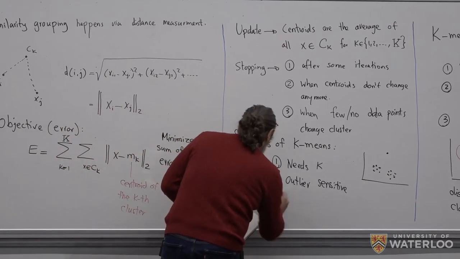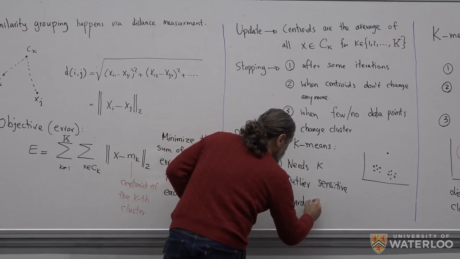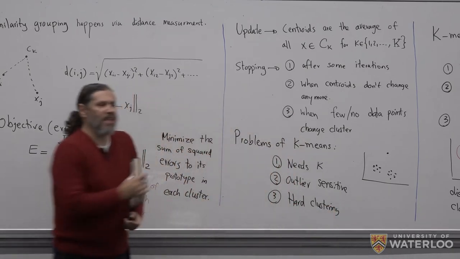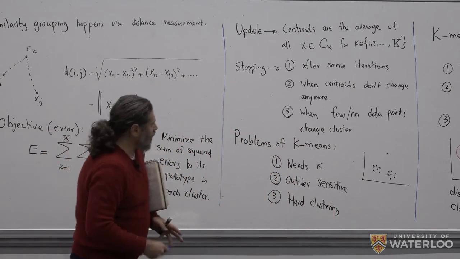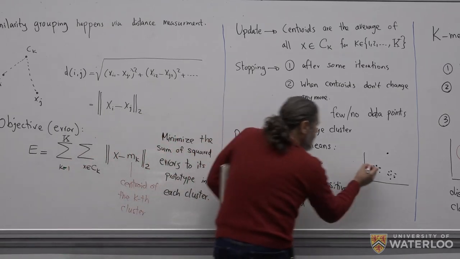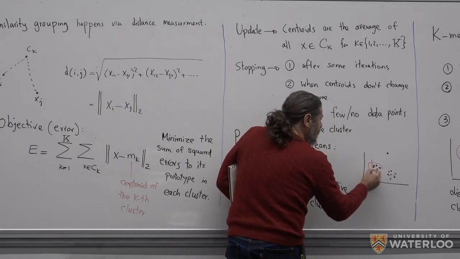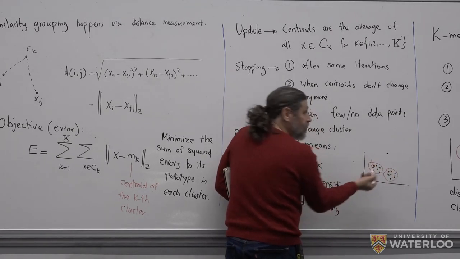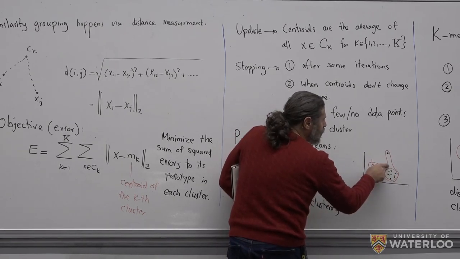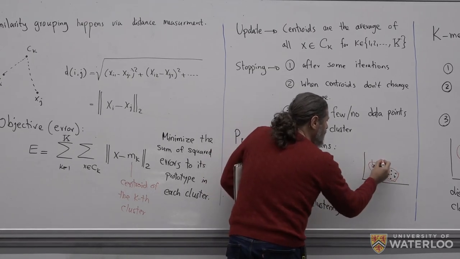And third, k-means does hard clustering. Hard clustering means every data point that you grab, for example this data point, if we say we have two clusters, then k-means has to assign this point to one of them, which would be nonsensical. So let's say we have class 1 and class 2.